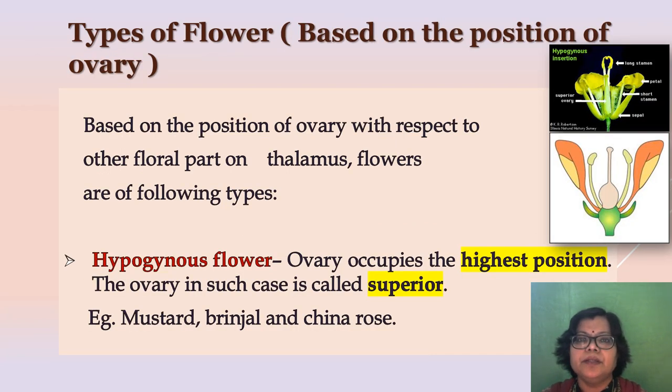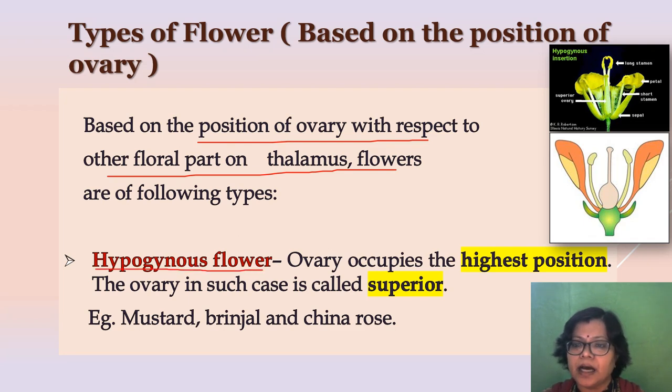On the basis of the position of the ovary, flowers can be divided into different types, on the basis of the position of the ovary with respect to other floral parts on the thalamus. Flowers are of the following types, mainly 3 types. What are they? The first one is the hypogynous flower.